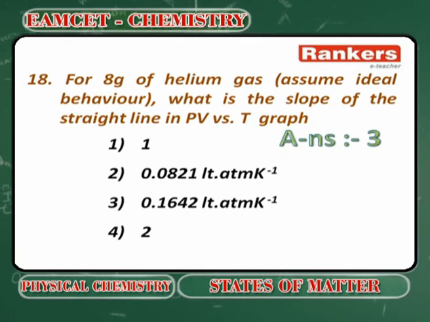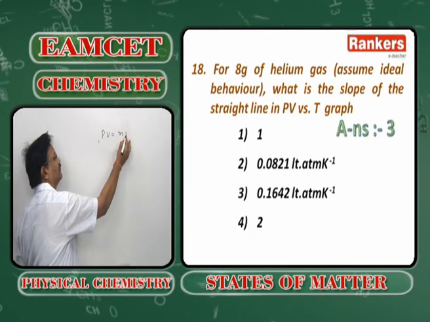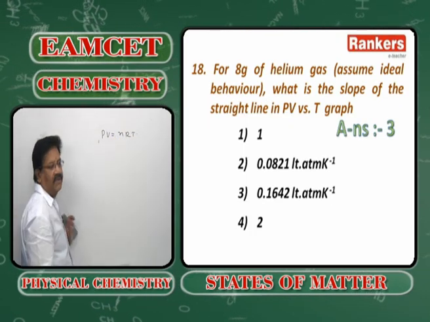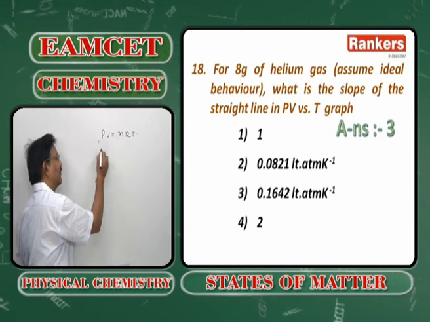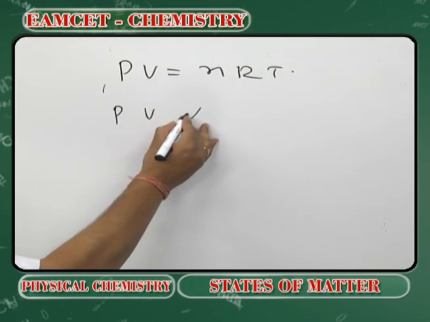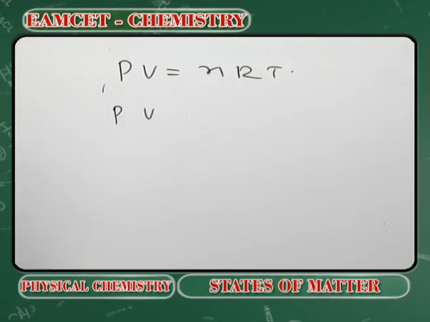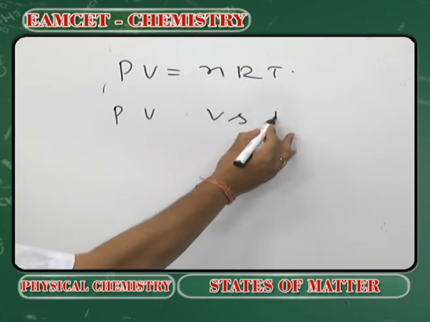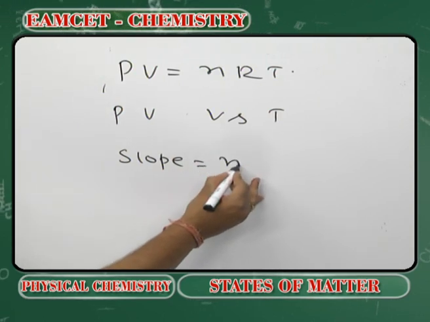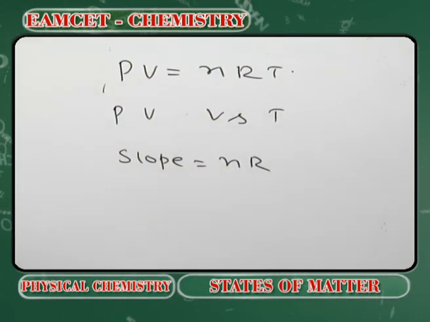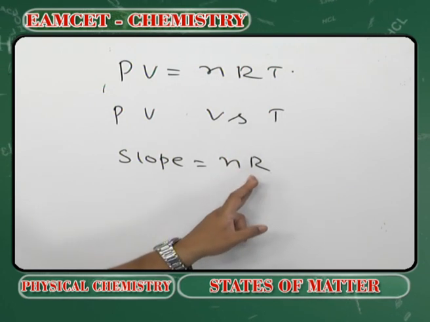So PV is equal to nRT. When a graph is drawn between PV versus T, what will be the slope? Slope will be equal to nR.